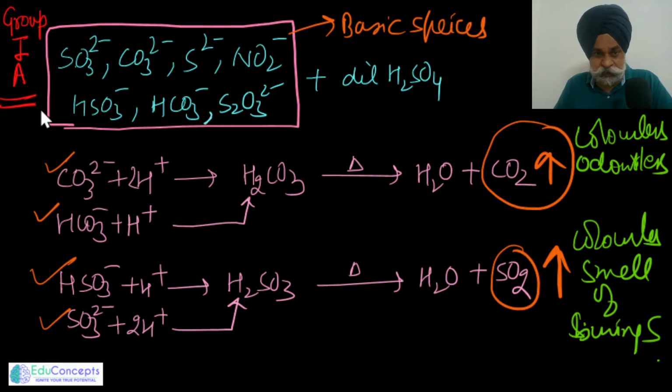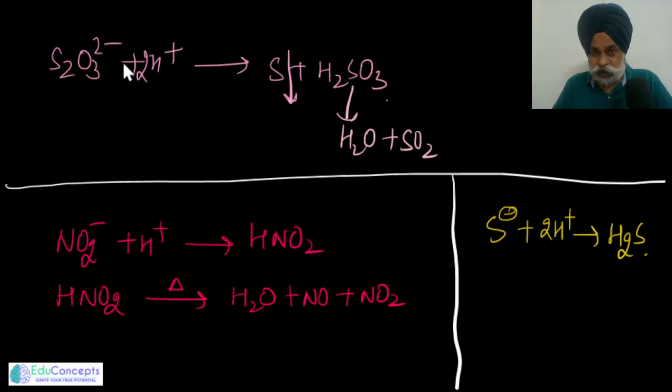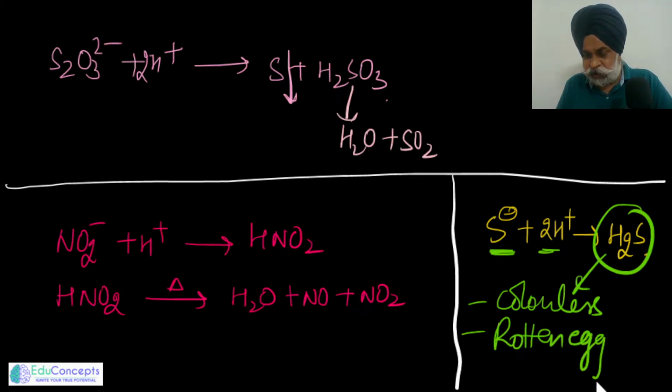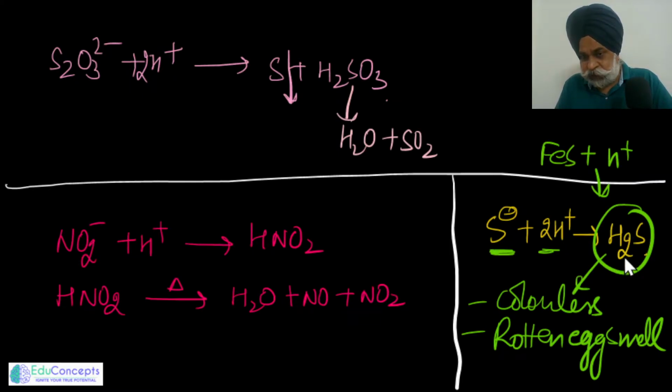Similarly, sulfide ion also reacts with H+ to form H2S. This again is colorless, but it has a rotten-egg-like, peculiar, dirty smell, which you might have noticed in your practicals on cation analysis. In the Kipp's apparatus, we form this from FeS treated with some mineral acid like sulfuric acid. So this tends to produce H2S.